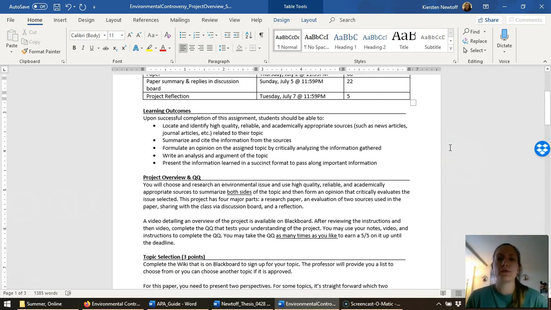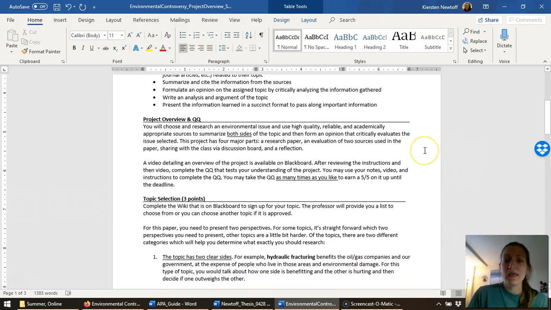Essentially, my goal for you is to be able to come at a topic and look at both sides. Cool if you're really passionate about something, but how well do you know the other side? Not just in science, but in life. It's really important to understand all sides of an issue before making a critical evaluation of where you stand on it. And that's what this project's for, but in an environmental context.